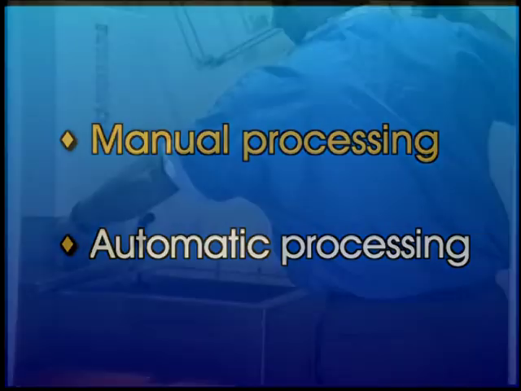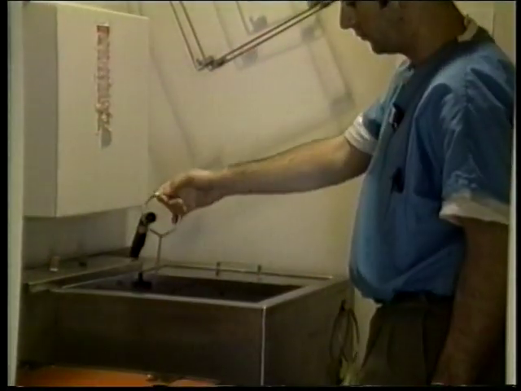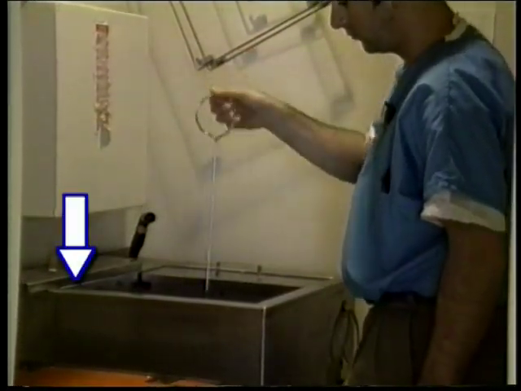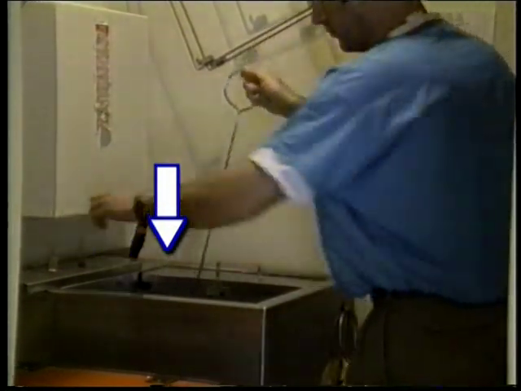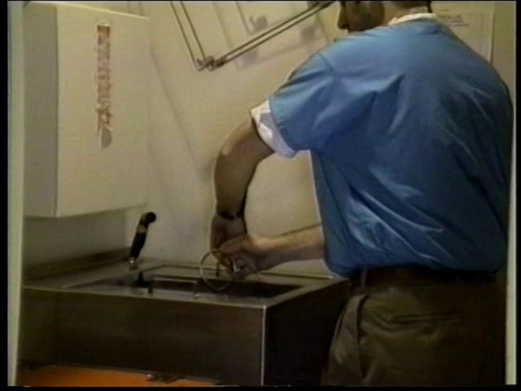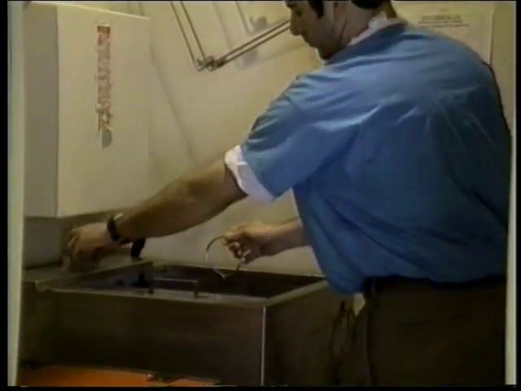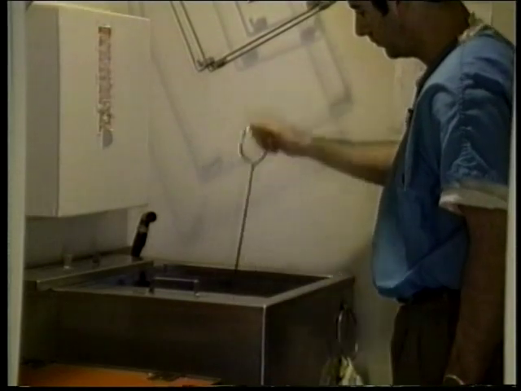When manually developing X-ray films, there are three tanks that we will utilize: a developing tank, a rinsing tank, and a fixing tank. Both the developing and fixing tanks should be stirred prior to use each time. The rinsing tank should be turned on so water will slowly circulate.